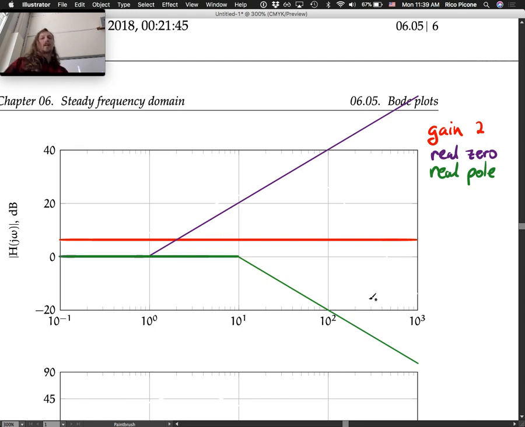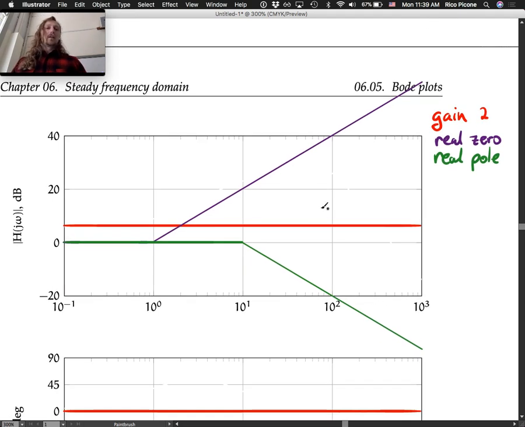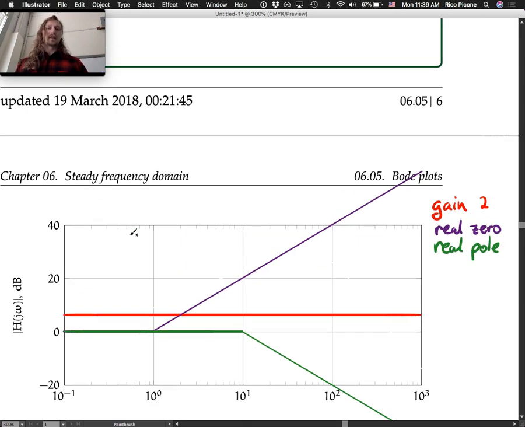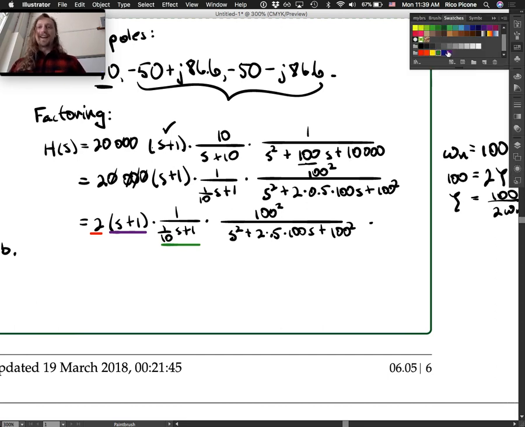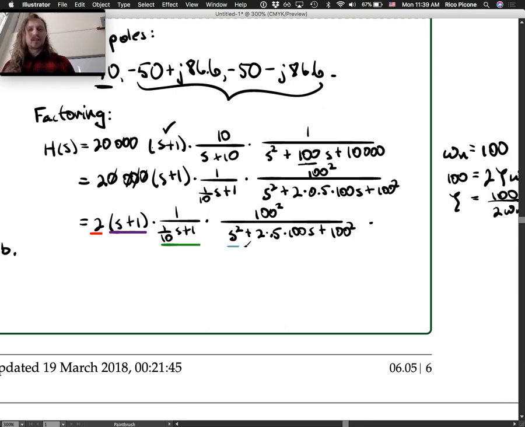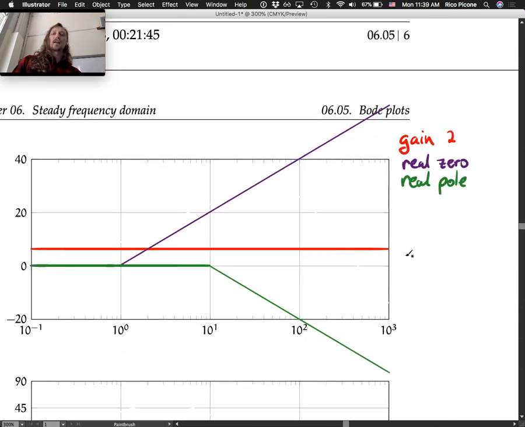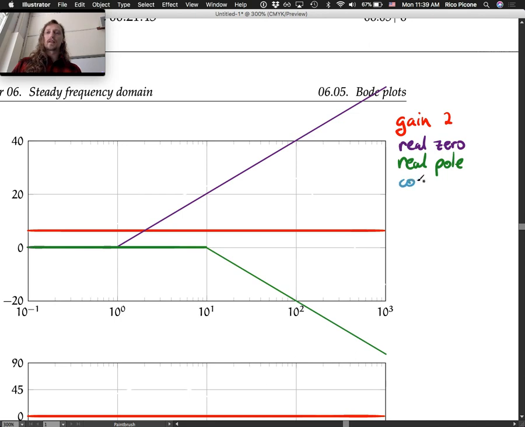Yeah. And then let's see, what's the next term? We've got our complex conjugate pair. This is a fun one. I'm going to do this one in light blue because I'm going to use the dark blue for the last line. So light blue. So our complex conjugate pair, complex poles.